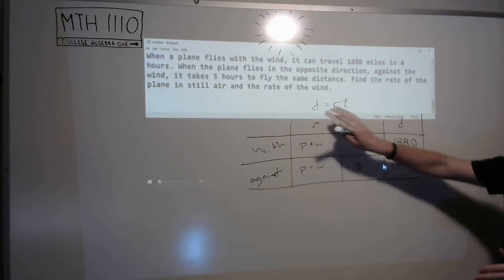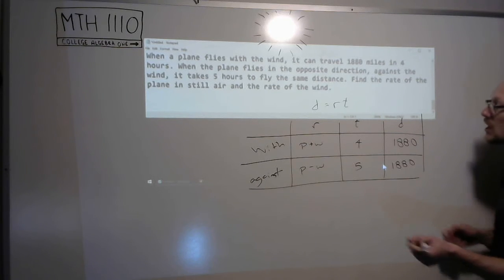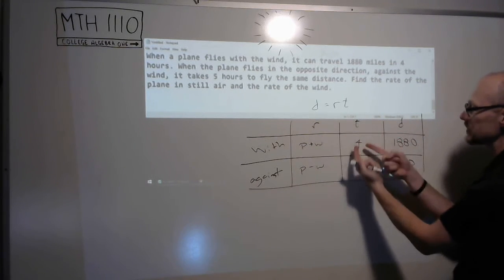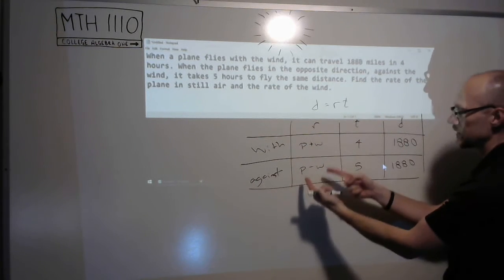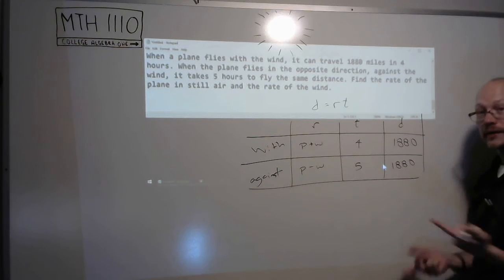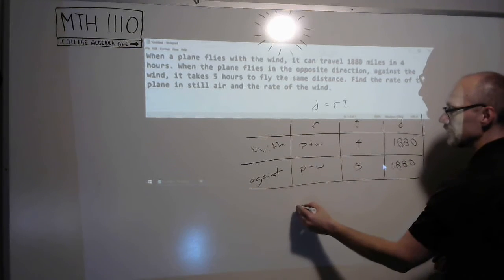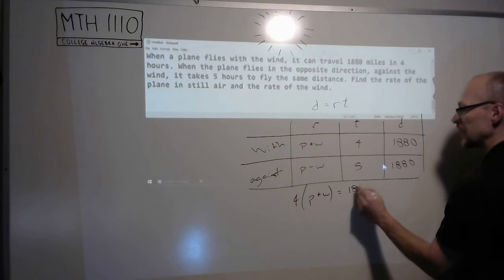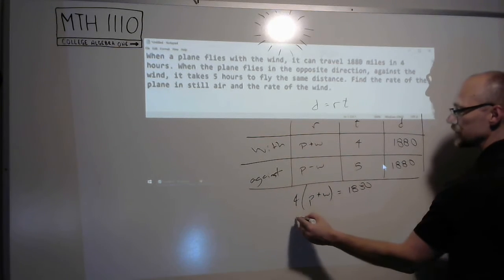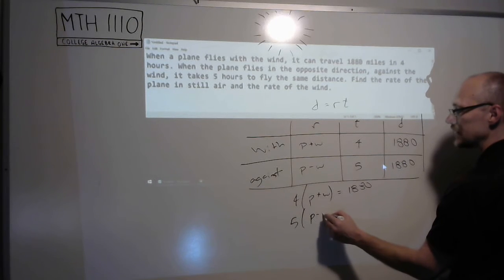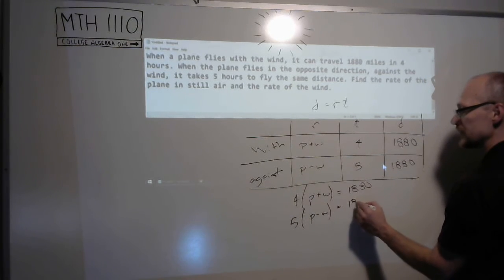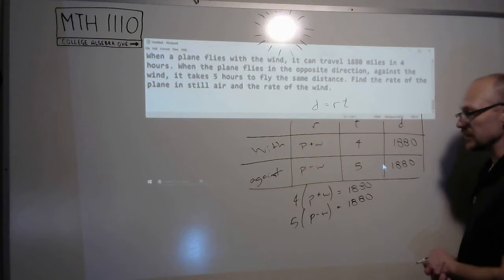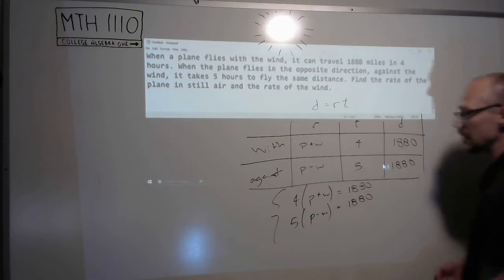Okay, so now how does this distance equals rate times time thing work? Well, I know that this times this equals this. This times this equals this. That's all there is to it. I know that 4 times P plus W equals 1,880. And I know that 5 times P minus W equals that same distance of 1,880. That's my system of equations.